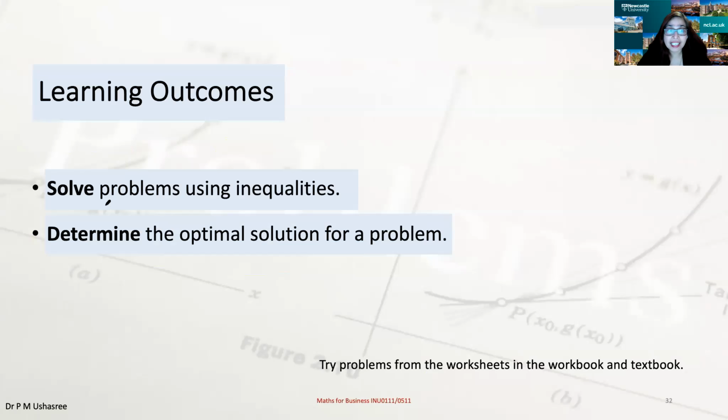So we have seen that we can solve word problems in real life to find the optimal solution for a problem in linear programming. That's all for today.